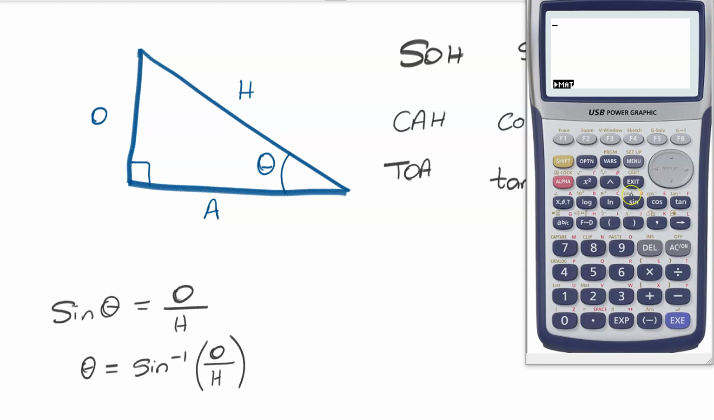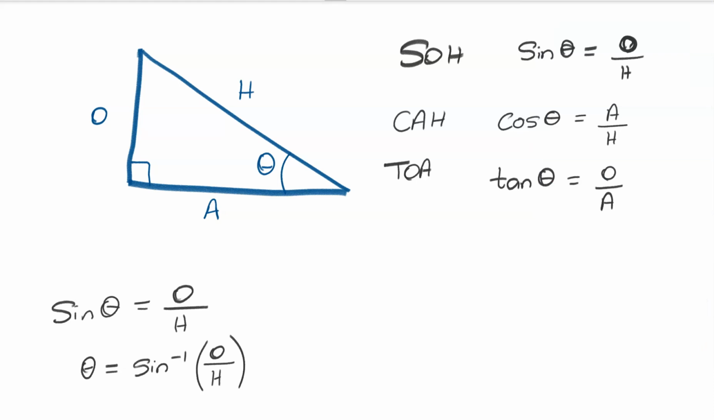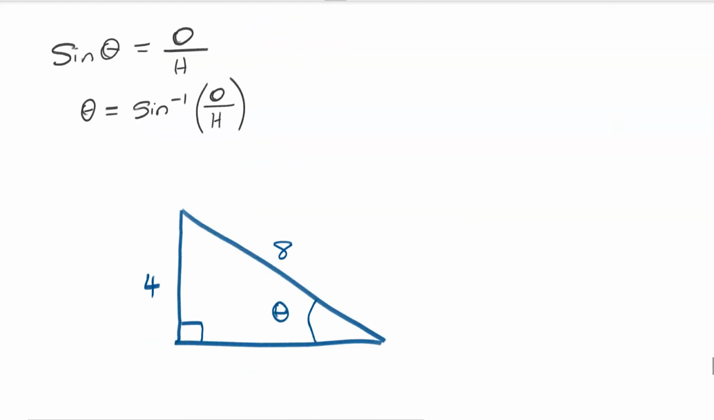And in your calculator, you can find it just above the sine. So if you go shift sine, you get the inverse symbol right there. And you get the same for the cos and the same for the tan. And that's what we'll be doing to find our missing angle. So let's actually go and look at an example.